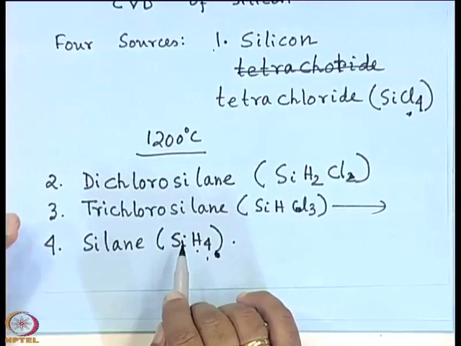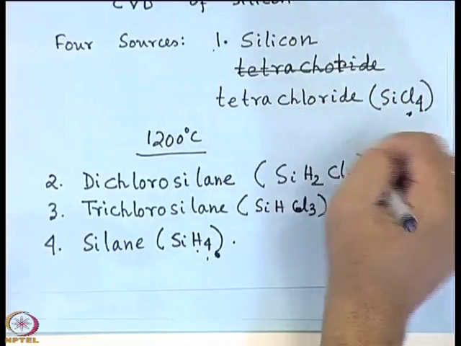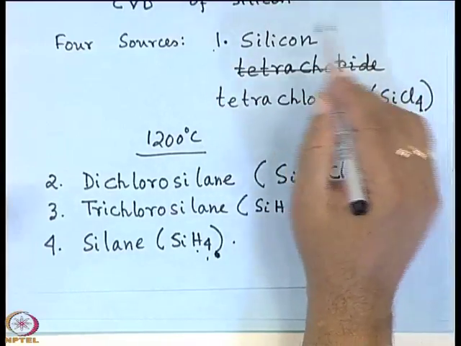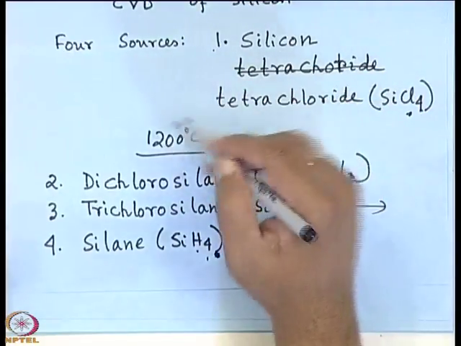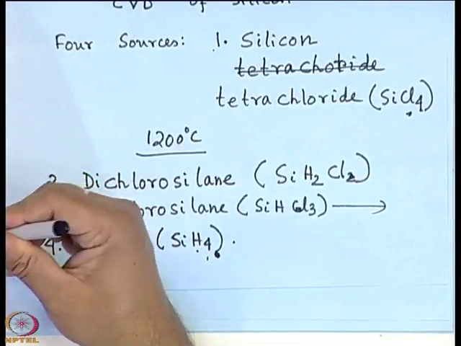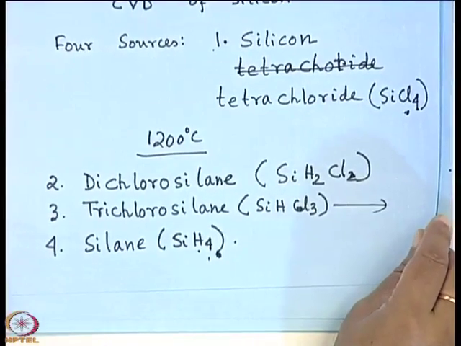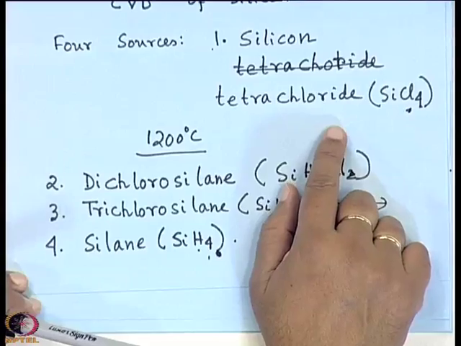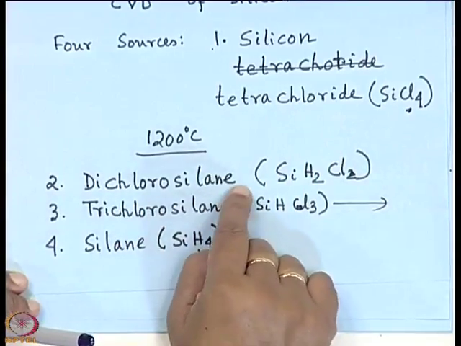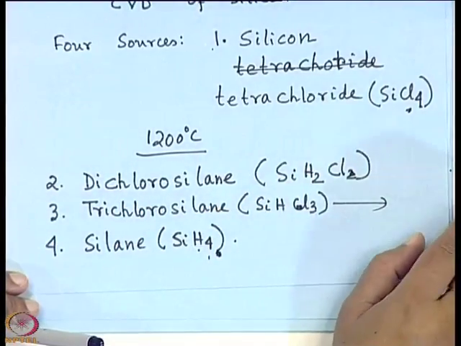So, lower temperature growth is possible, but purity and gas handling criteria are there. So, that is why only silicon tetrachloride is the most effective precursor for silicon growth. Okay, so, we see that there are 4 sources: silicon tetrachloride, dichlorosilane, trichlorosilane and silane. Those can be used for the silicon CVD.